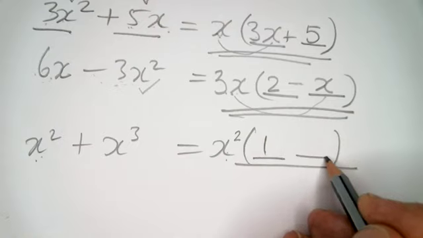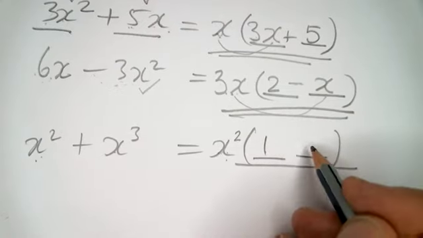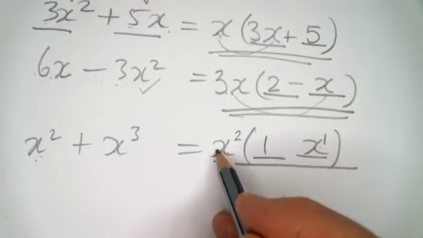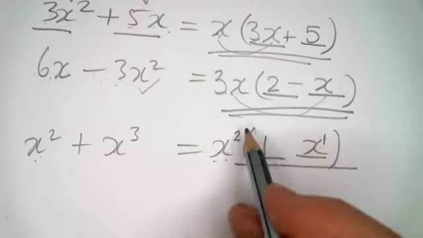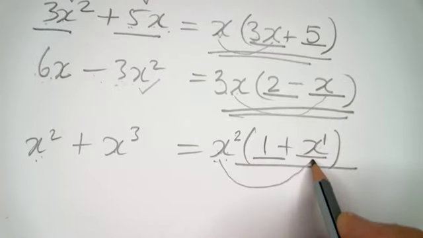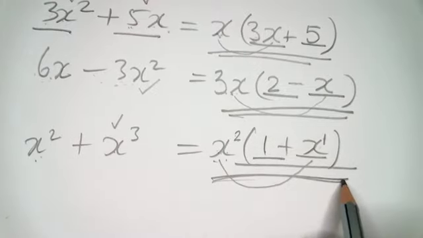And what times x squared makes x cubed? Well, x squared is just 1 more x. There it is. x to the power of 1, times x to the power of 2. We add the powers. And in the end, we're going to say x squared times x to the 1 is x cubed. So this is my solution.